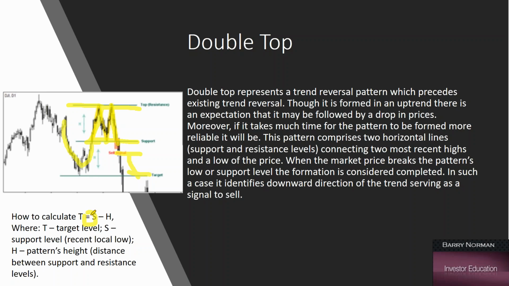support minus the height of the pattern. So your height is the difference between this distance. So if your support level is here, and say, again, it was at $1, and your resistance level was at $2, when it breaks through and comes down, you would set your target by taking your support level, which is 1, minus your top level, which was at 2. So your target level is -1, and this would be here.